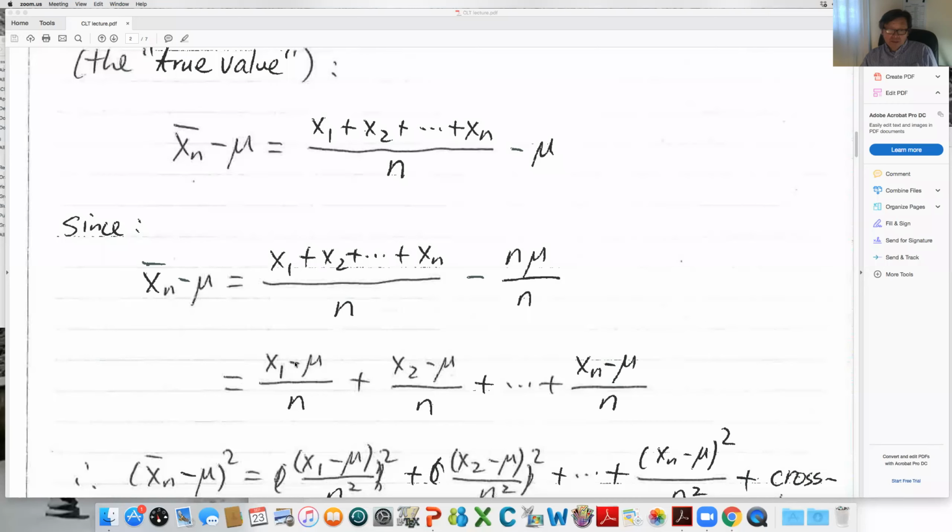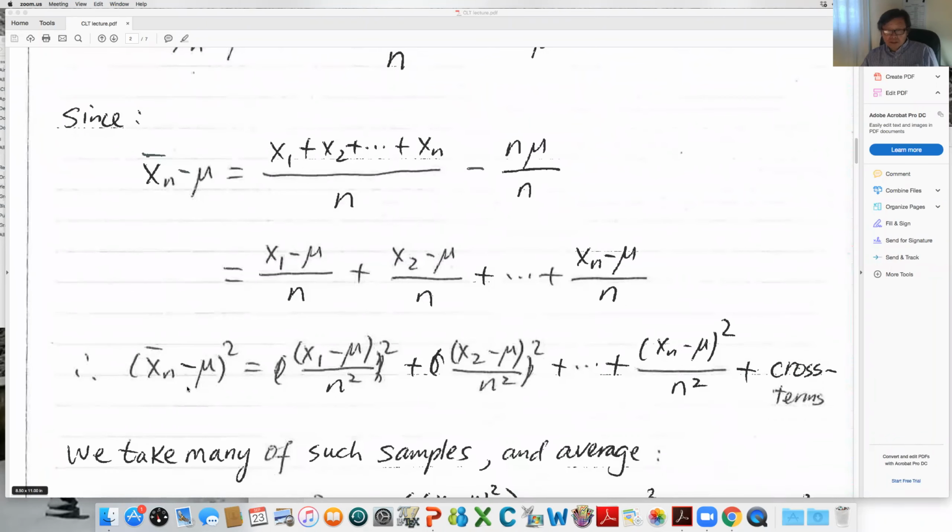So x1, the first sample, Bob, minus mu. The second one is Sean minus mu, and so forth. So you get n terms, where each term is the individual IID sample minus the true value, there are n of them, each divided by n. The sum of this gives me the sample mean minus the true mean.